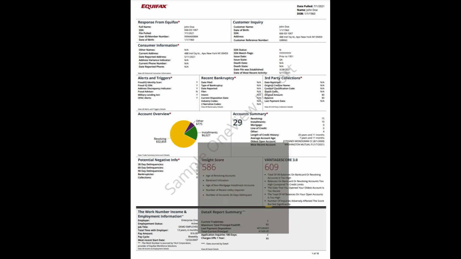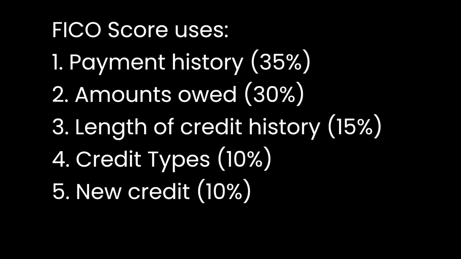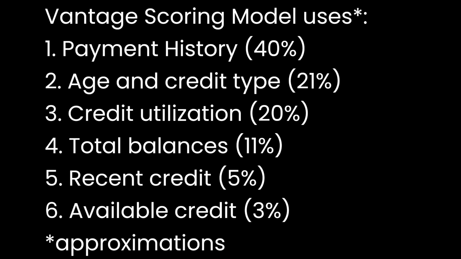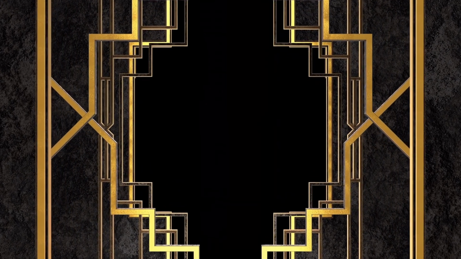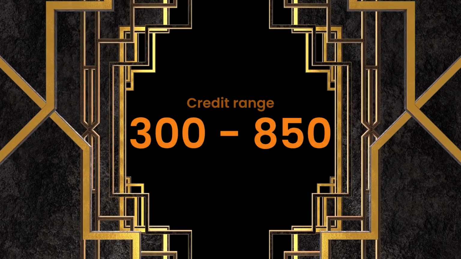Let's talk about the differences between the two. An insight score is similar to a FICO score because it uses aspects of your current and past credit history to determine your credit worthiness. A vantage score is a scoring model that uses 6 factors to determine credit worthiness, while the FICO score or your insight model will only use 5 factors. The vantage score uses an additional factor. Now, despite using different factors, they both share the same credit range, which is basically 300 to 850.